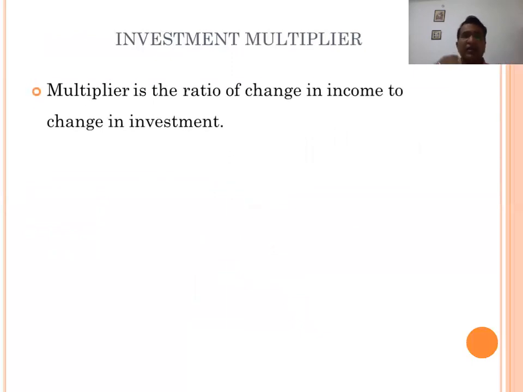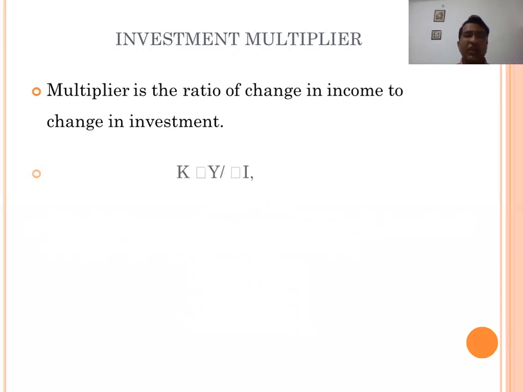Multiplier, the first concept, was given by R.F. Kahn. Then it was popularized by Keynes. Now we study the investment multiplier given by J.M. Keynes. So the investment multiplier is the ratio of change in income to change in investment.